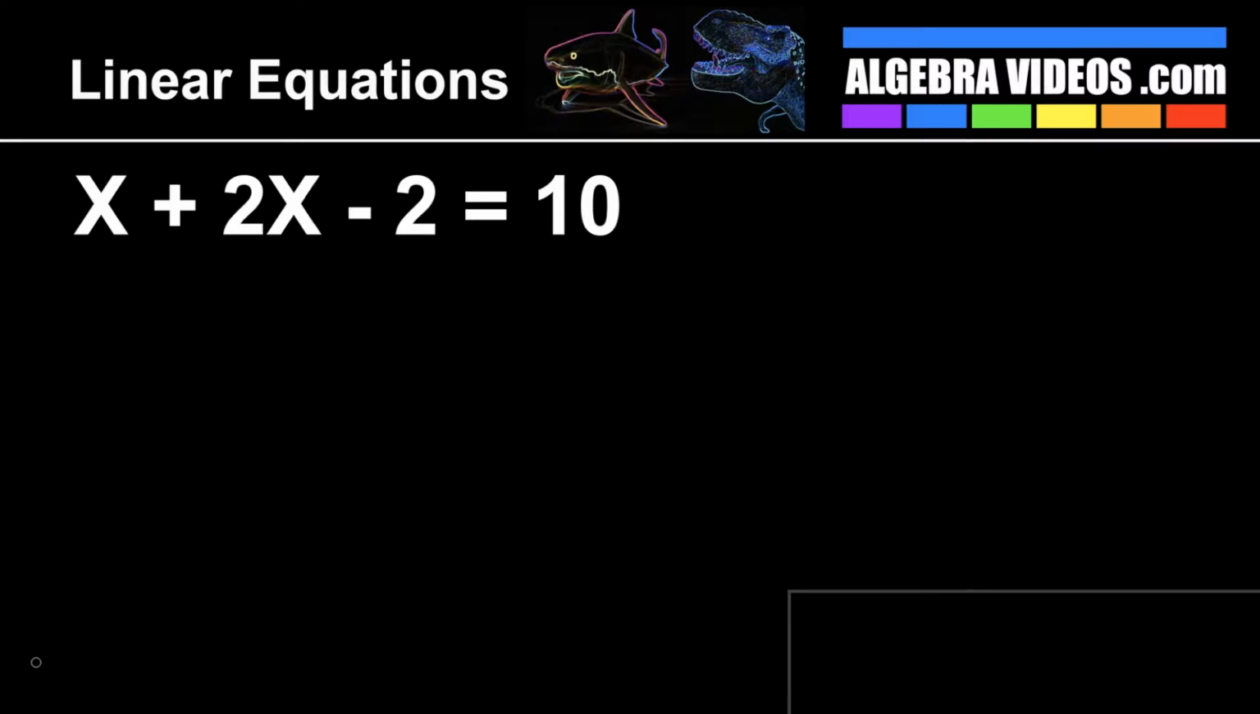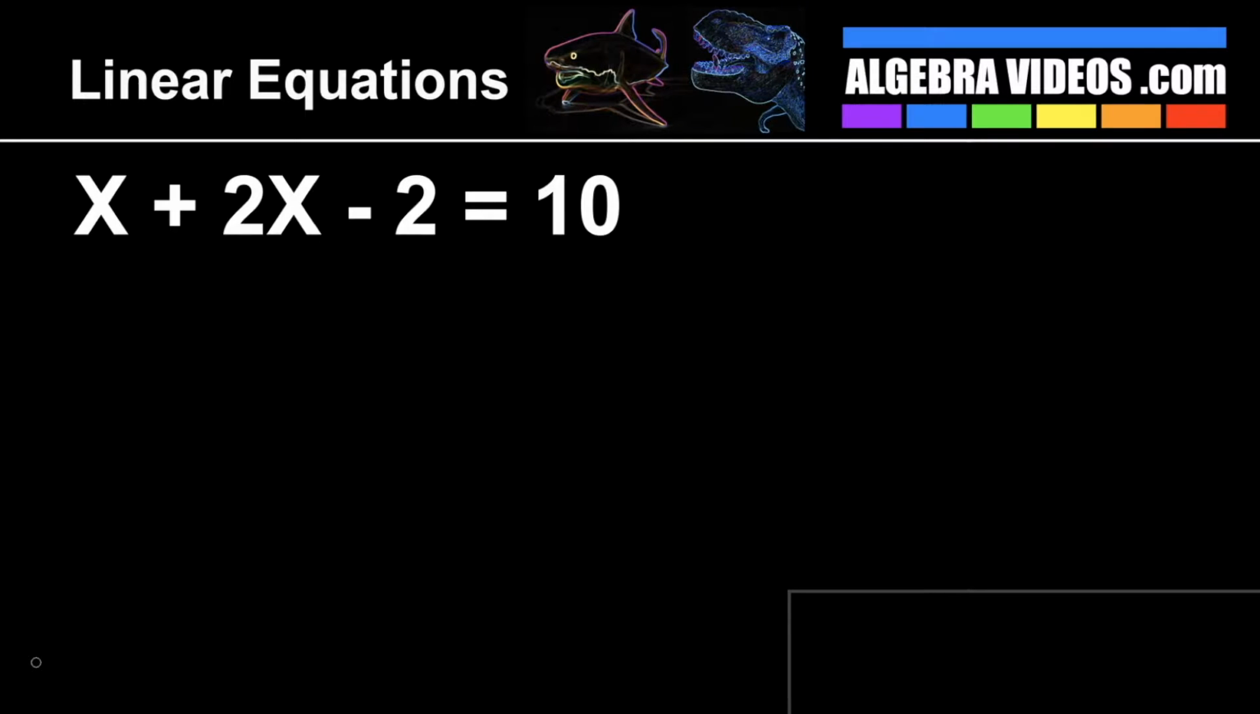Okay, x plus 2x minus 2 equals 10. We want to solve for x, or get x by itself on one side of the equation. So we're going to move some numbers around until we have x on one side of the equation by itself. The first thing we can do is simplify.